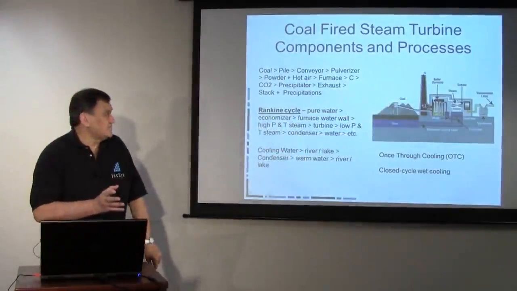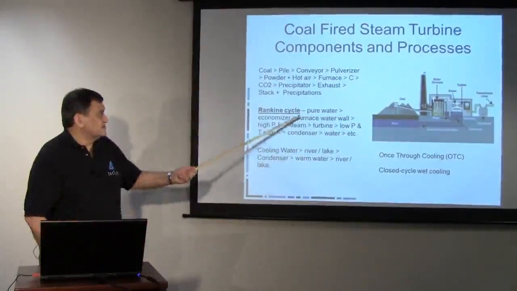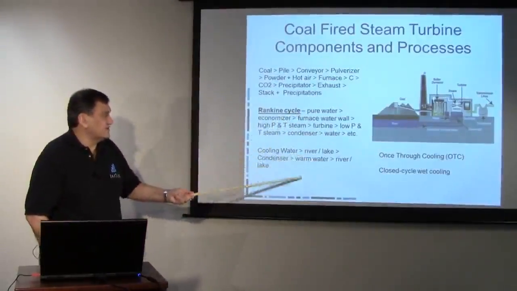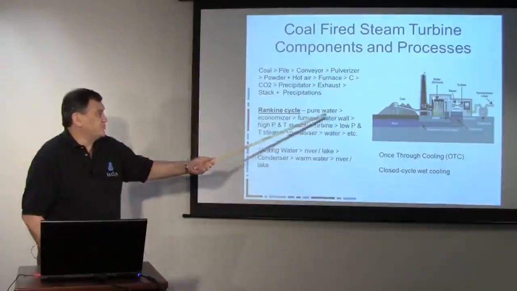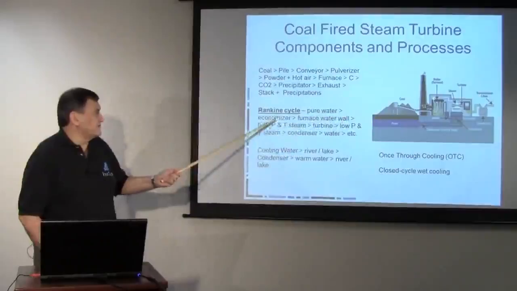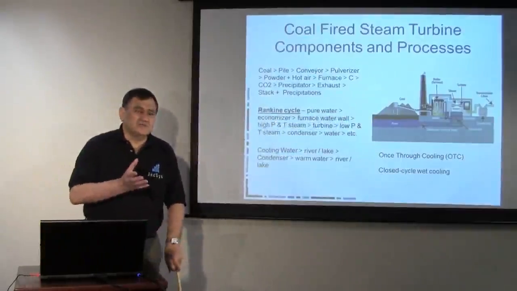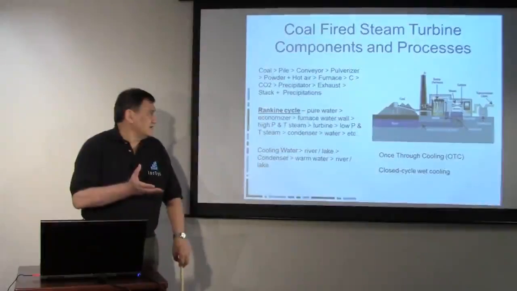There's a separate cycle. Well, there's actually two other cycles. There's the water to steam cycle, and then there's another cooling cycle. So the water to steam cycle follows what's called a Rankine cycle. We take the pure water and we feed that through an economizer. It's called an economizer because the idea is to preheat that water with some of the exhaust gas. So that's taking the heat in the exhaust gas, which would be wasted, and doing some preheating of the water before it goes into the furnace.